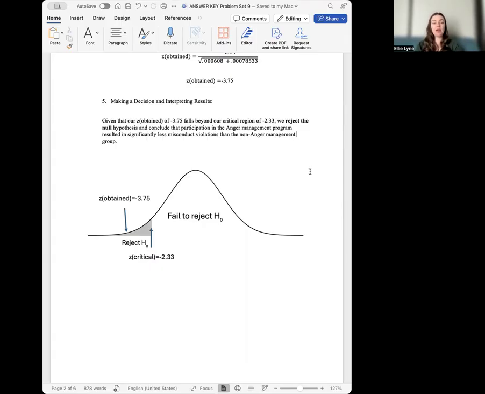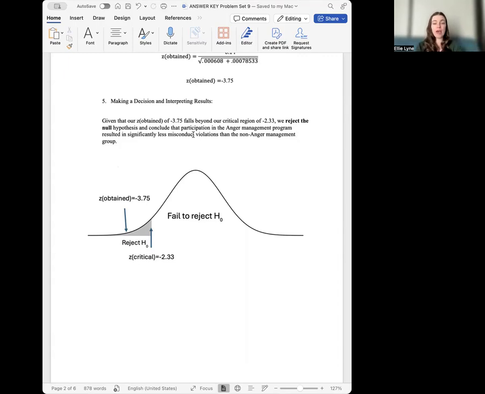And so, with that being said, for this example, they wanted to know whether or not their anger management program actually had any effect on misconduct violations. And so, we have to be able to contextualize with our results and our statistical analysis what that actually meant. So in this case, we could state something along the lines of, and again, this is just an example interpretation, that given our z obtained value of negative 3.75, and it falls beyond our critical region of negative 2.33, we reject the null hypothesis. Again, we fell into our shaded region here. We are beyond that critical point.